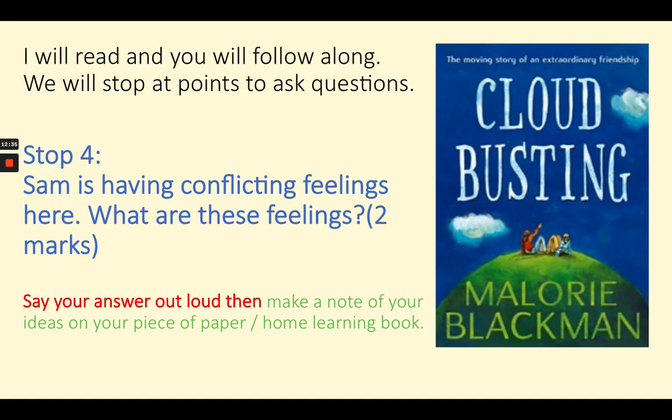Let's stop there, Year 6. I notice here that Sam is having conflicting feelings. Throughout all of page 56, his feelings are conflicting. That means they're different. They're opposite. What are these conflicting feelings that he's having? Pause the video now, think about it, and write down your answer. Remember, this is a 2-mark question.